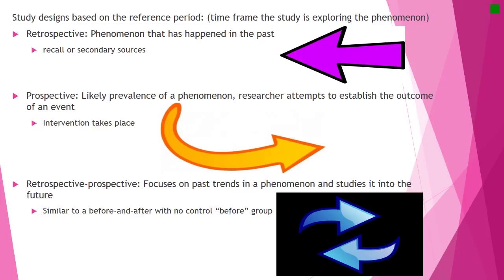Retrospective prospective study focuses on past trends in a phenomenon and studies it into the future. So this is similar to a before and after with no control or before group. You are just using past trends.